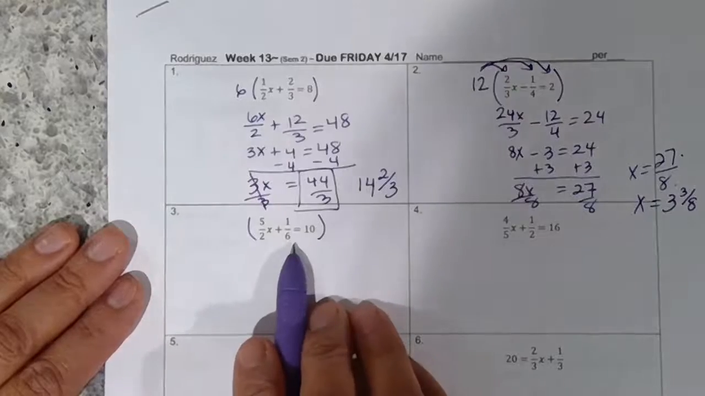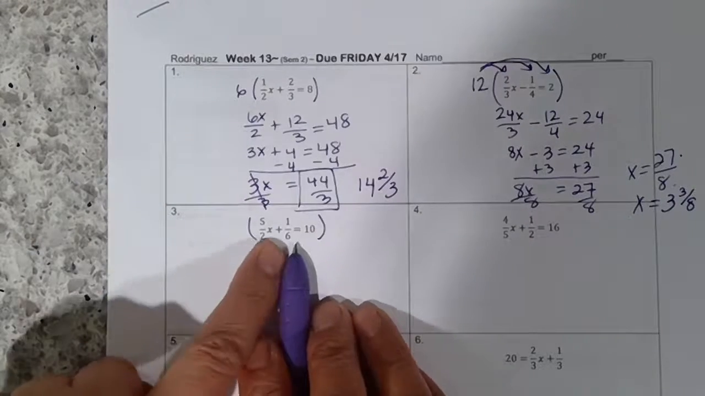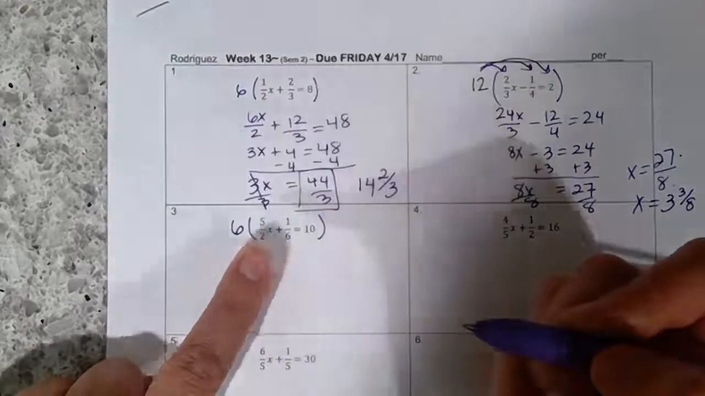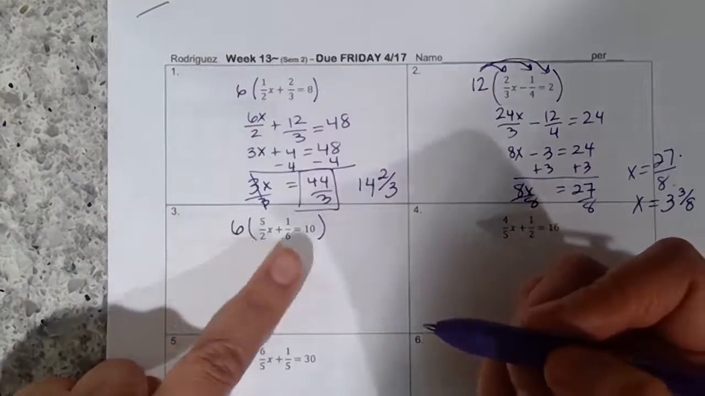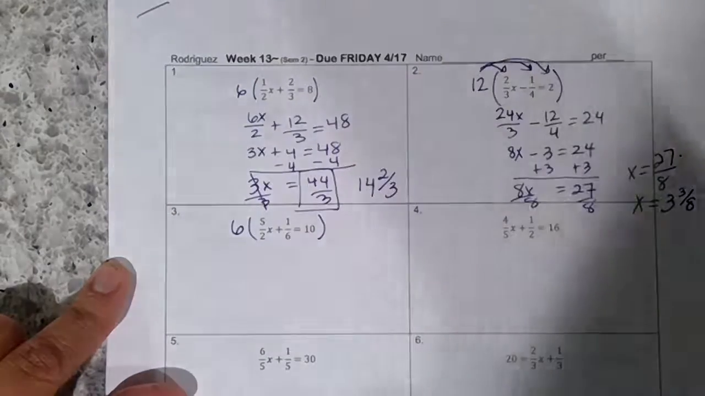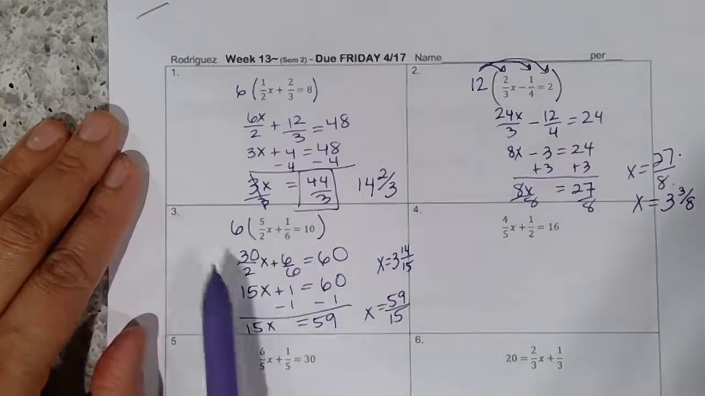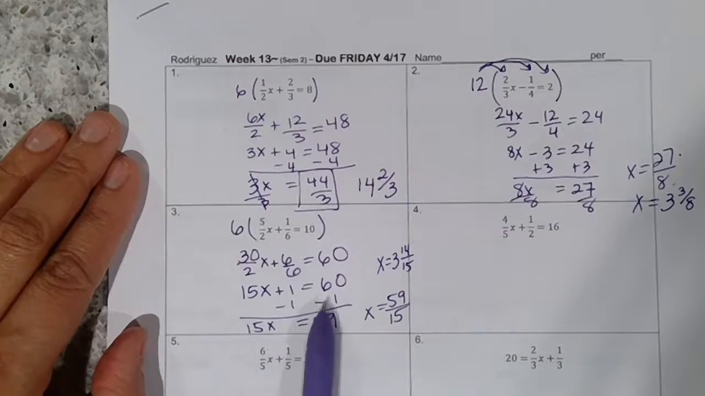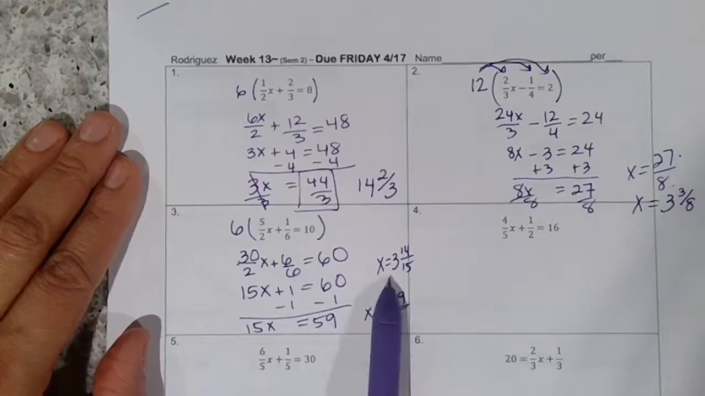Now this one, 2 and 6. In this case, 2 does actually go into 6. So you could have picked 12 as your number to multiply by, but actually 6 works. And then you're just going to multiply that across. So I went ahead and multiplied everything through by 6 and reduced it. 15x plus 1 equals 60. Subtract 1 on both sides, divide by 15, or write it as a mixed number.